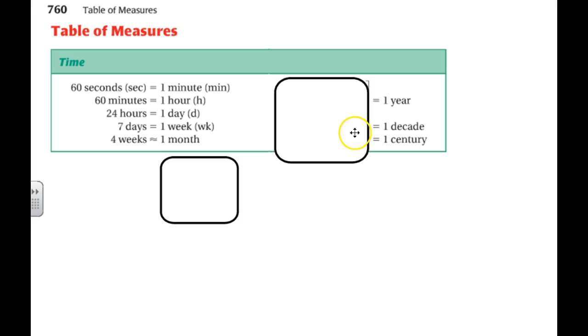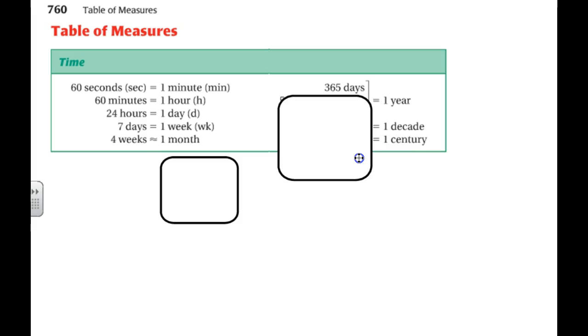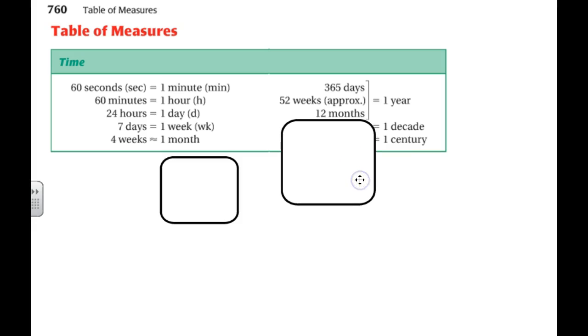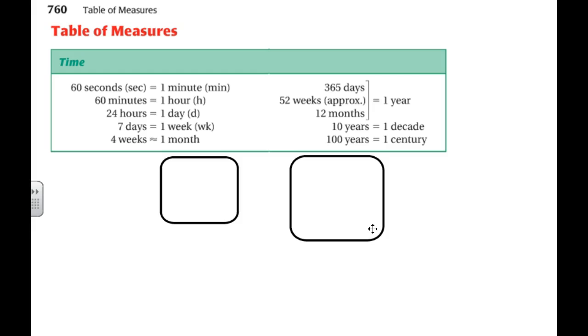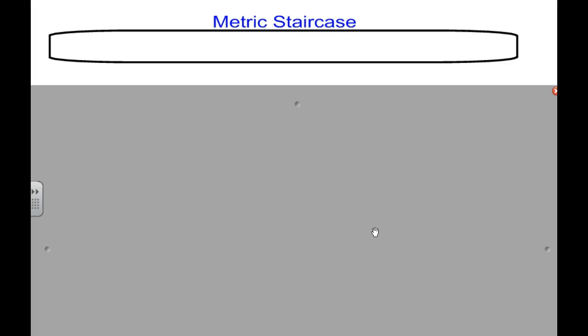How about years? How many days in a year? 365. And how many weeks? 52 weeks. And how many months? 12 months. And how many years in a decade? And how many years in a century? 100. And how many years in a millennium? 1,000. Good job. So these are just things you know, right?